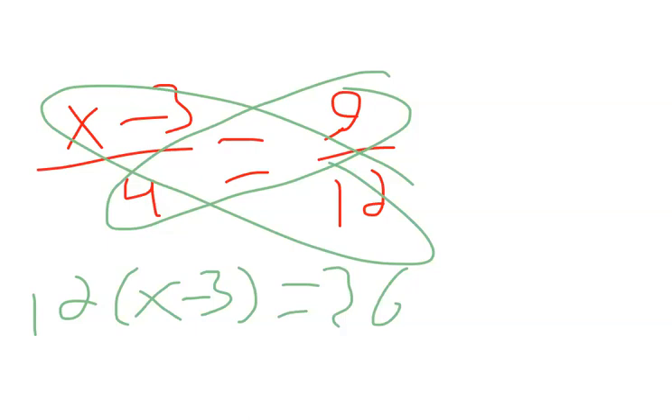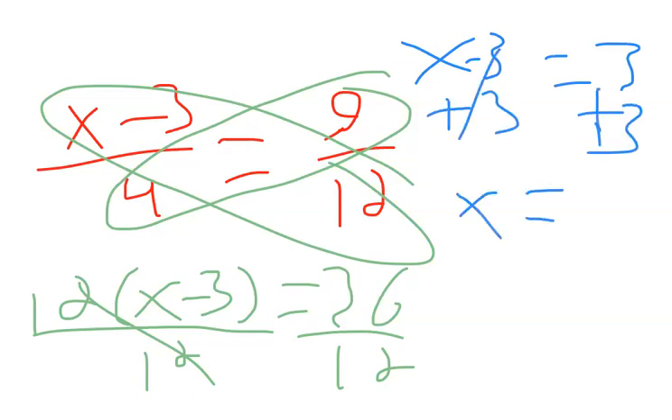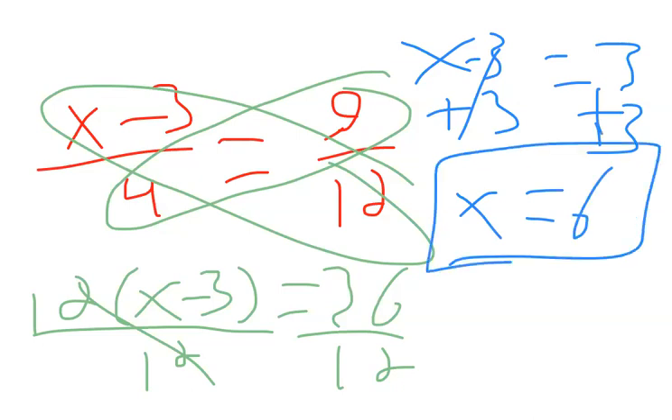There's a couple ways to do this. Honestly, you could just divide by 12. That might make it a lot easier actually. So you're just left with x minus 3 is equal to 36 divided by 12, which is 3, I believe. So you're left with x equals 3 plus 3, which is 6. So your answer is 6, and you move on.